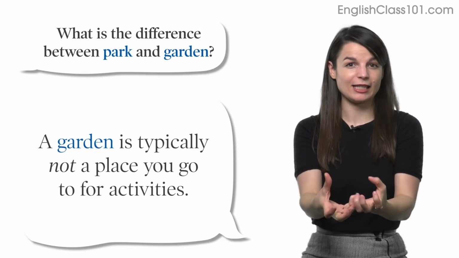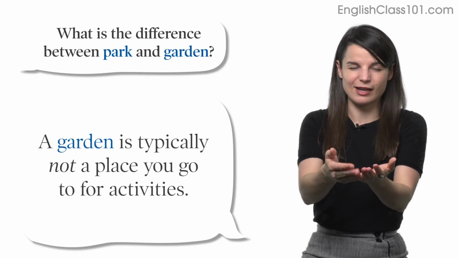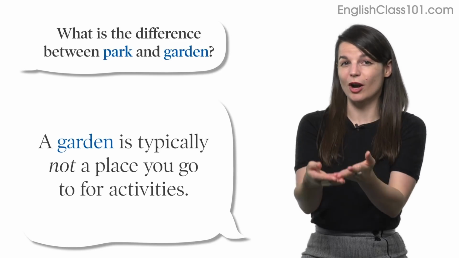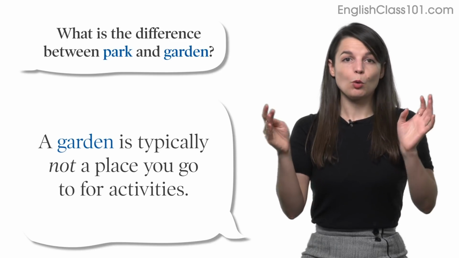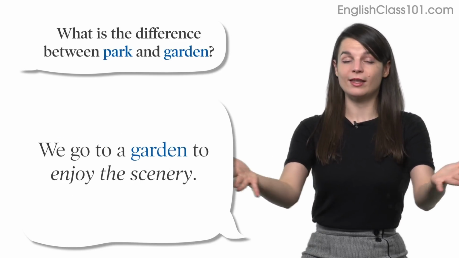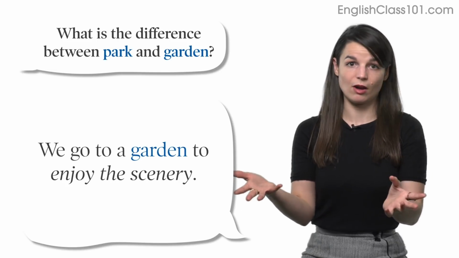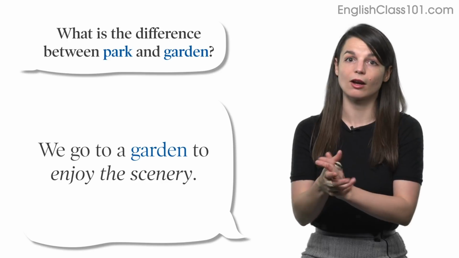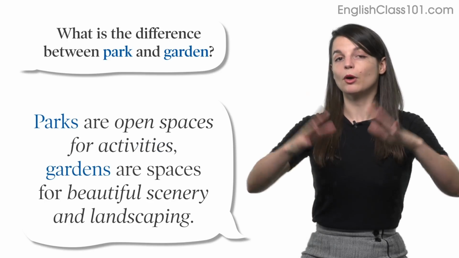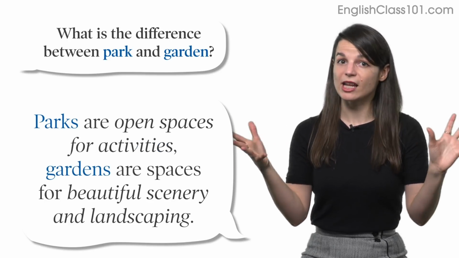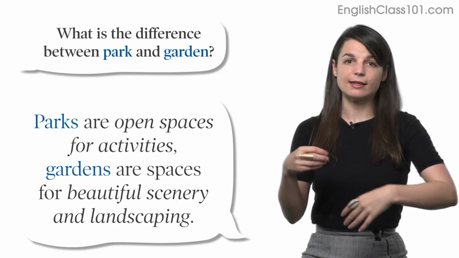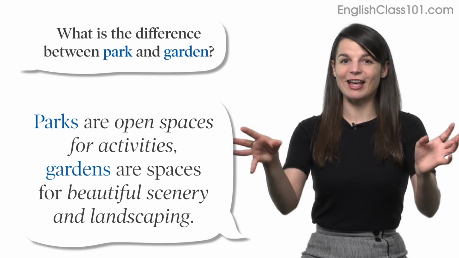but a garden is generally not a place that you go to do a specific activity. Like we don't go to a garden to have a barbecue, or we don't go to a garden to play a sport generally. We go to a garden to enjoy the scenery, to enjoy being in the garden, like walking along the paths in the garden. So parks are generally more open spaces where we can do a variety of activities. Gardens are spaces that we use for enjoyment of that natural space.